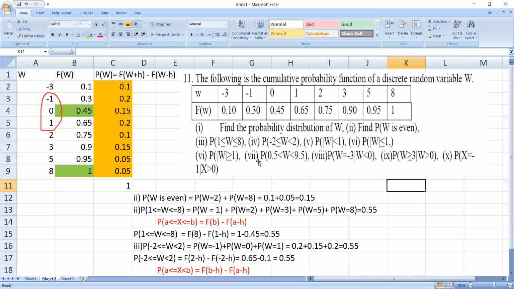And tell me, how will you answer the next probability? P of mod W less than 1.